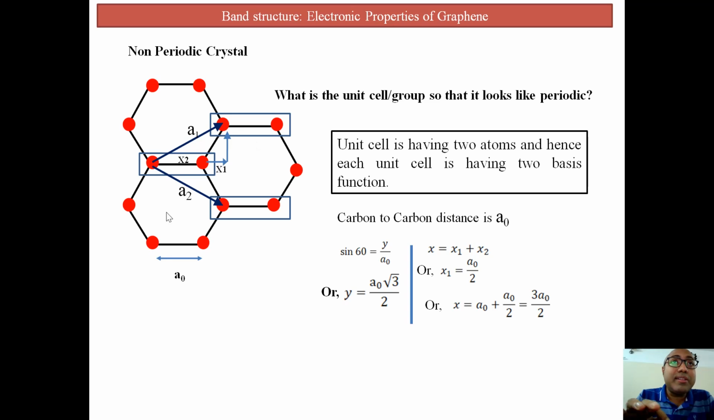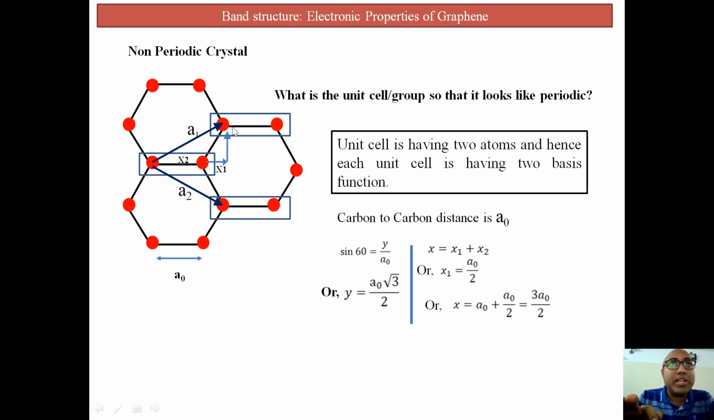Okay. And from this carbon atom to this carbon atom is A0. So we can find out what that is. You'll get x1 is A0 by 2. So this portion is actually A0 by 2 and this is actually A0. So the total is actually 3A0 by 2. Now you know from here to here is 3A0 by 2.